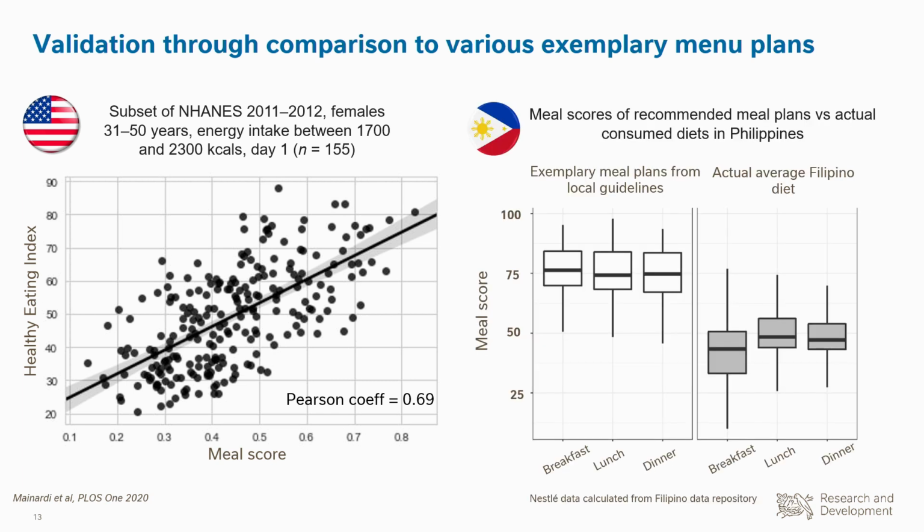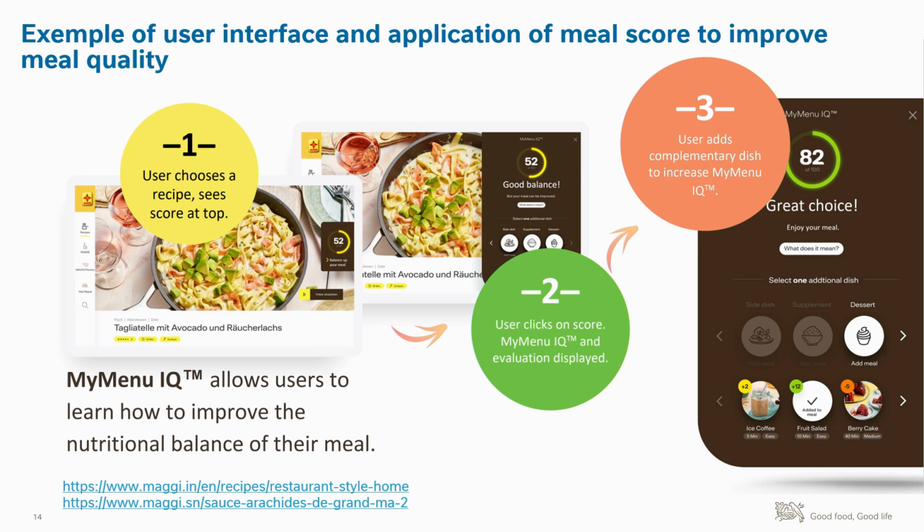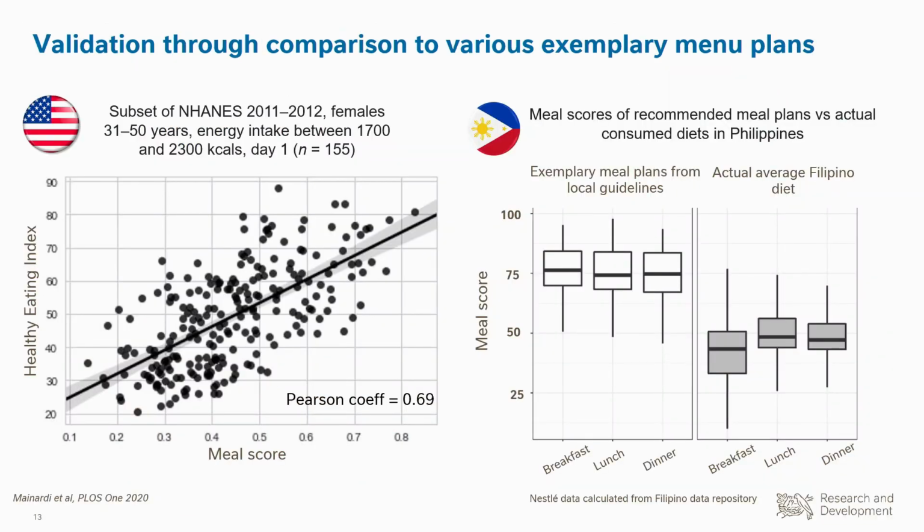This is also transferable to other geographies, and for example, these are data from the Philippines, and we can see here that the Philippine actual diet is relatively low, with a score of 50 on average, so we would consider that a healthy score is above 70, and this is exactly what we see from exemplary meal plans from local guidelines. What should be the recommended menu plans, and these are all above 70, 75. So this again shows that the score is able to discriminate the nutritional quality, and also that there's indeed a gap at population level, and there's really a way to improve the nutritional quality of the diet in the Philippines.